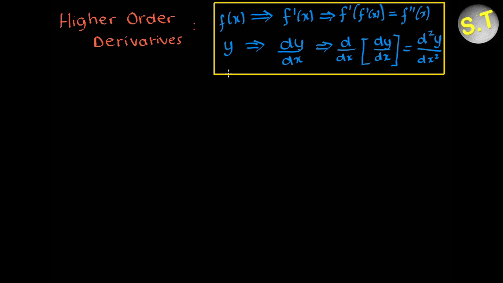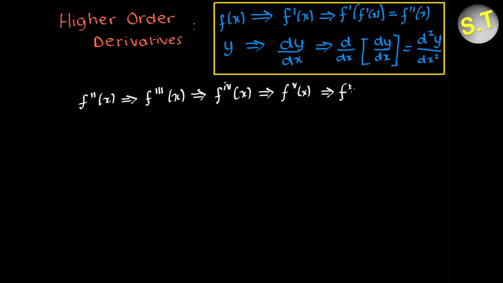However, it can keep going. So f prime prime of x, if we took another derivative with respect to x, we'd be left with f prime prime prime of x, and then further derivatives of f of x with respect to x are usually seen with a Roman numeral annotation. So we can keep going. The fifth derivative with respect to x, then the sixth derivative with respect to x, and so on and so on.